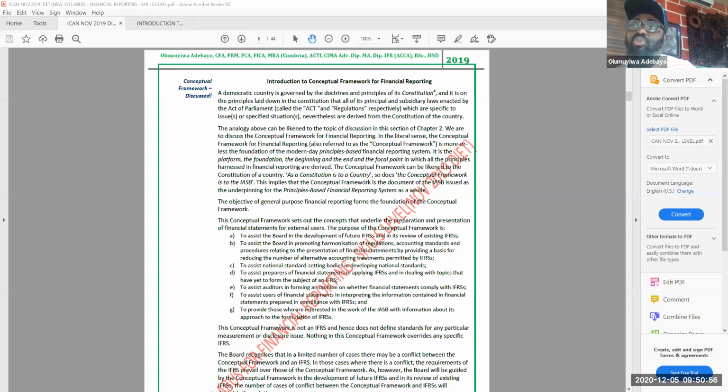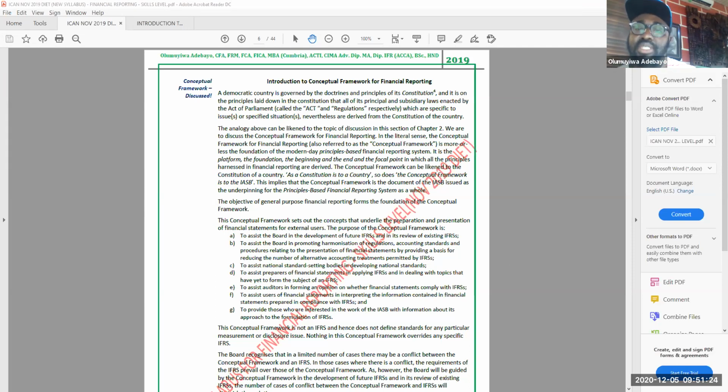Now, remember that we introduced ourselves to financial reporting. And the conclusion we reached at the introductory stage is that financial reporting represents a business language. That is the language through which business performance, business activity, operation, and its sustainability are communicated to the users of financial reports.